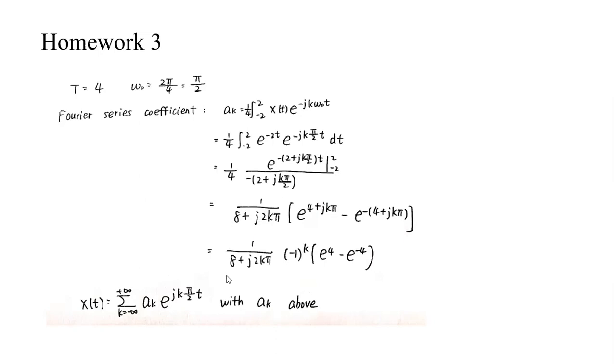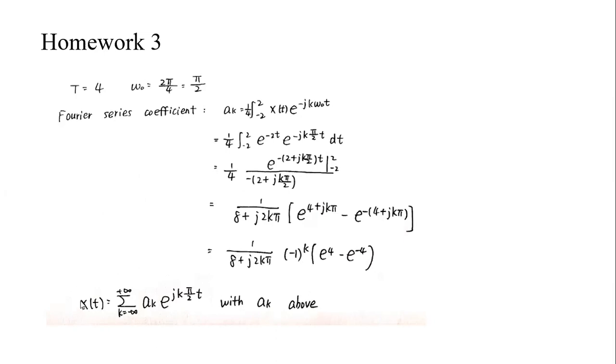And next, we can further simplify the result. We can see this part can be written as exponential 4 times exponential jk pi. And this part is exponential minus 4 times exponential minus jk pi, and minus exponential jk pi and exponential minus jk pi are both equal to minus 1 to the power of k. So just extract the term in front of the bracket, and then write the exponential 4 minus exponential minus 4 here. So this is the Fourier series coefficient.